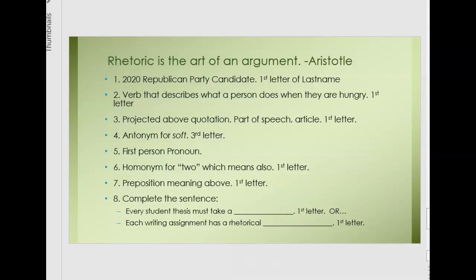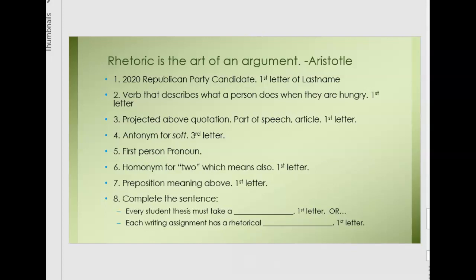Here are the clues. Rhetoric is the art of the argument. Aristotle. The first clue is sort of asking you, who was the Republican Party candidate? The first letter of his last name. So the 2020 election, who was the Republican Party candidate, and what was the first letter of their last name?